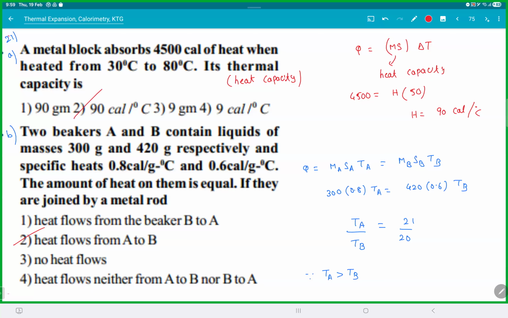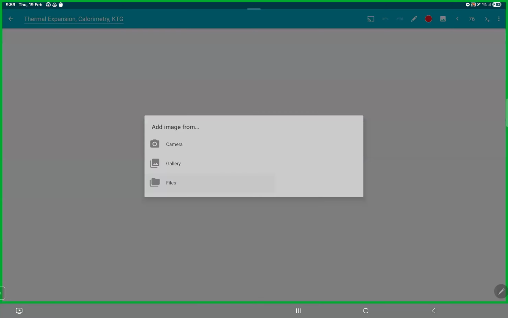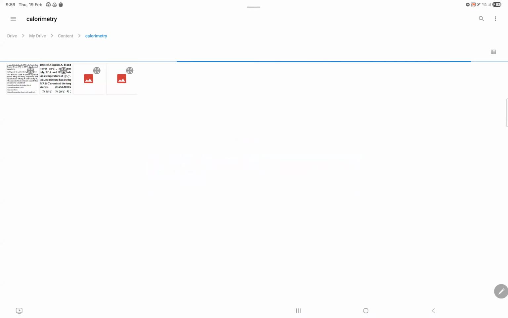Easy. Remember the definition of heat. Heat flows from higher to lower temperature. It does not flow from more heat to less heat. It flows from more temperature to low temperature. Clear for this? Right, Rudransh. Right, Devanshi. Got it. It's an easy one. Let's see the next one.